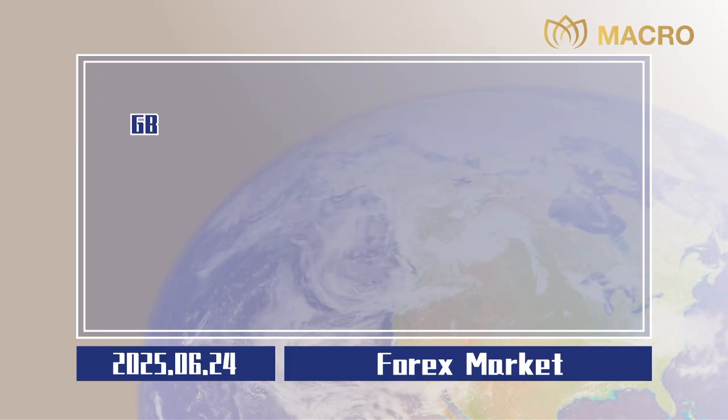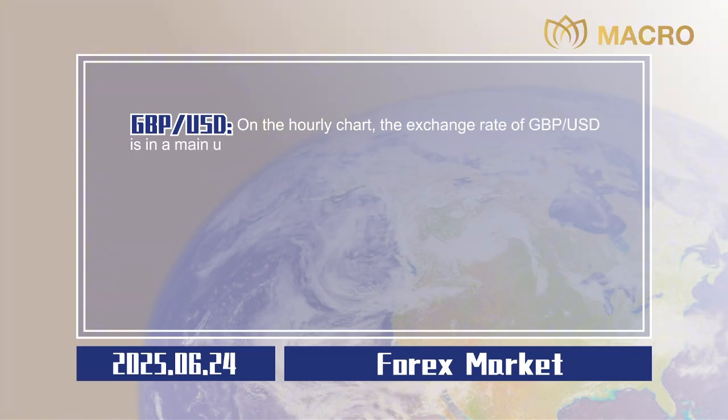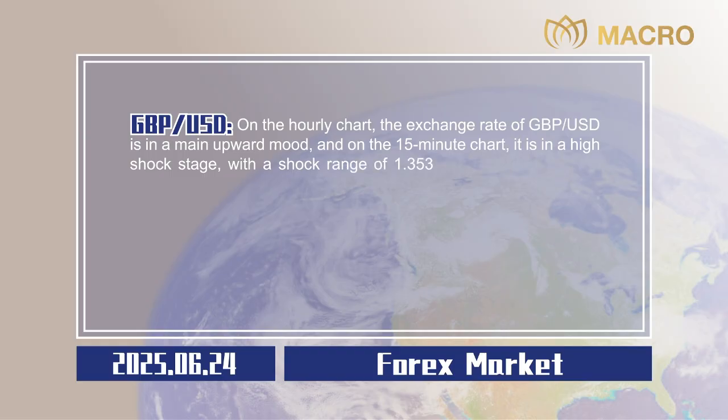Pound sterling to US dollar. On the hourly chart, the exchange rate of pound sterling to US dollar is in a main upward mood, and on the 15-minute chart, it is in a high shock stage, with a shock range of 1.3532 to 1.3572.